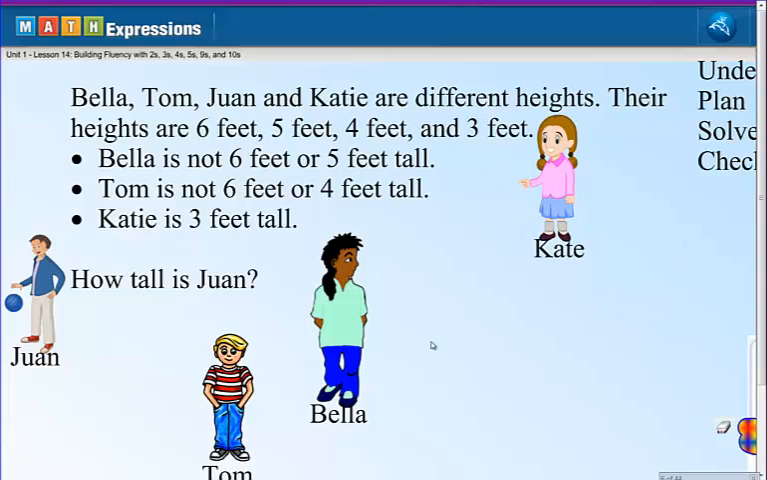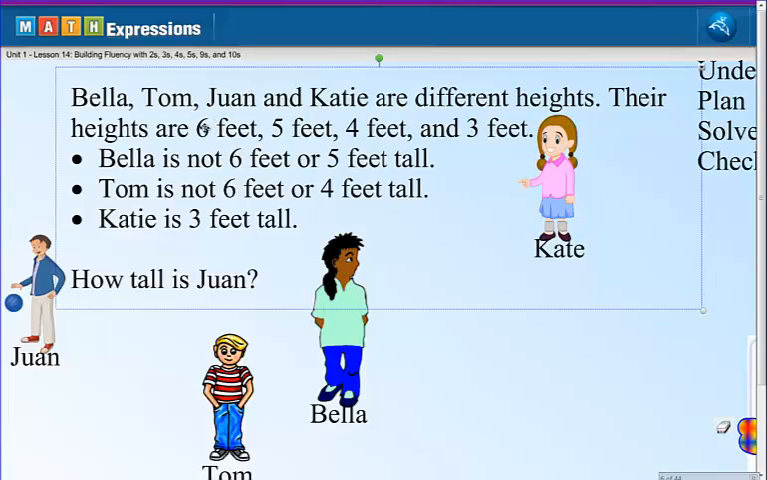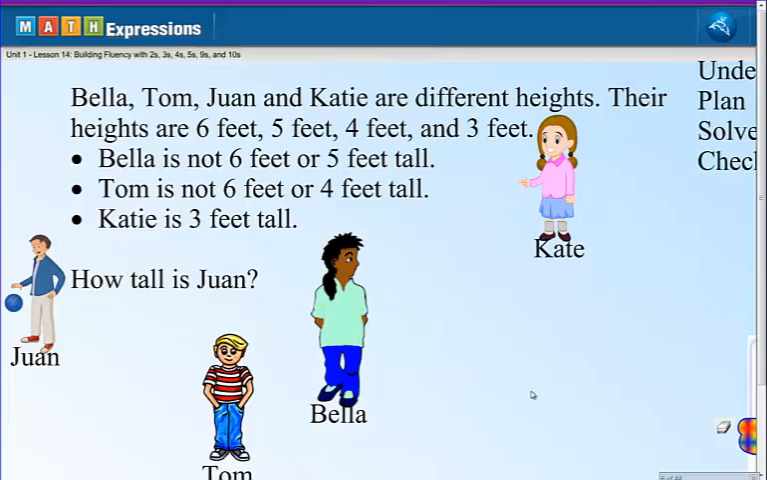Okay, we have four people: Bella, Kate, Tom, and Juan. They're all at different heights. We don't know their exact heights, but it says that one is 6 feet, one is 5 feet, one is 4 feet, and one is 3 feet tall. And it gives us some clues.